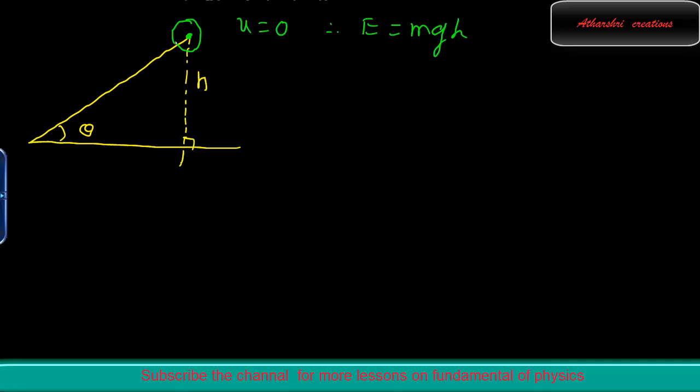When the body rolls down from this inclined plane and comes to the bottom position, its final velocity is v, which is the maximum value.